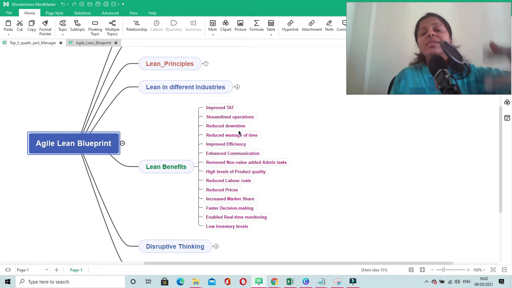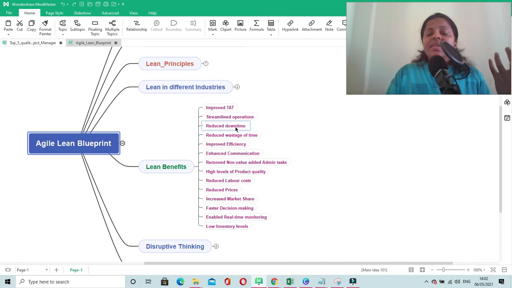Like continuously we need to have all the resources available, be it physical resources like computers, be it software resources like different servers, different databases, and other plugins or applications that you need to have for developing your software. So nothing should stop your process.